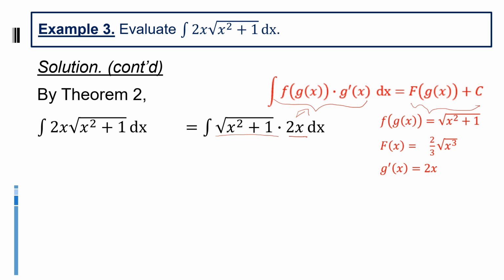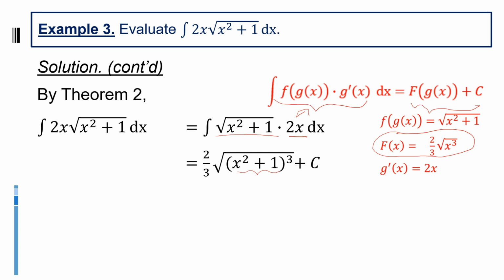So that is now f circle g of x is square root of x squared plus 1. The antiderivative of f is equal to 2/3 square root of x cubed, and g prime of x is equal to 2x. So we now have the antiderivative of f at g of x, so that is 2/3 times the square root of, we substitute g, x squared plus 1 cubed plus c. Or that is now 2/3 times x squared plus 1 raised to 3 halves plus c.